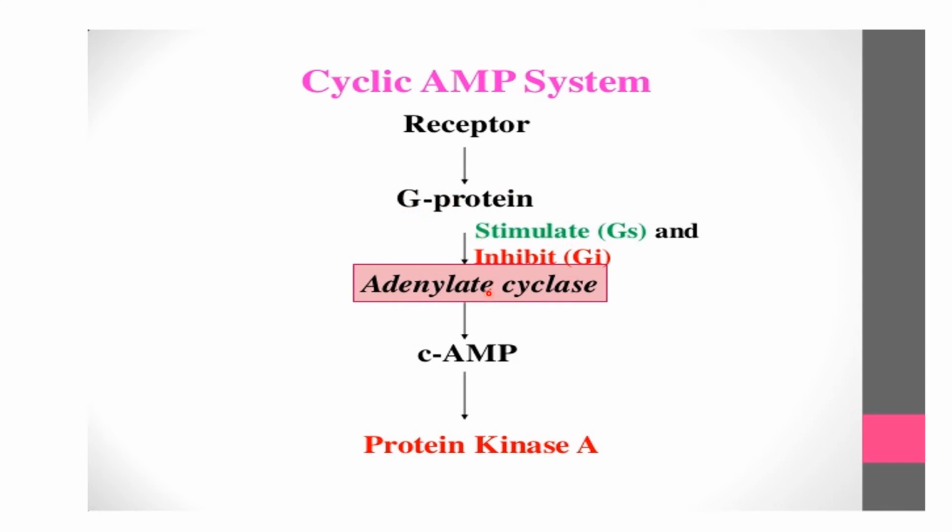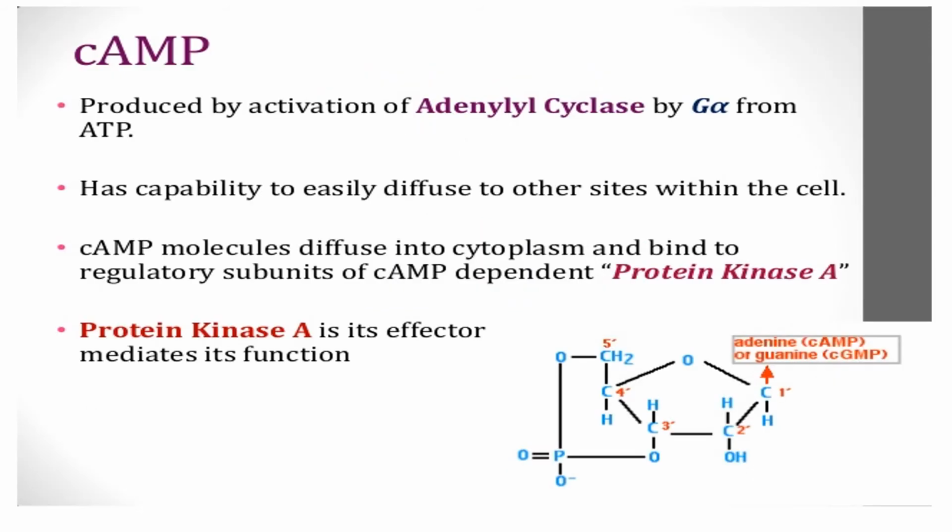And if it is a cyclic AMP producing effect, then adenylyl cyclase is there, adenylyl cyclase converts ATP to cyclic AMP, and one fate of that cyclic AMP is that it activates protein kinase A. The cyclic AMP produced by the activation of adenylyl cyclase by G alpha from ATP has the capability to easily diffuse to the other sites within the cell. So cyclic AMP is diffusible in all parts of the cell where it can affect the other effector molecules.